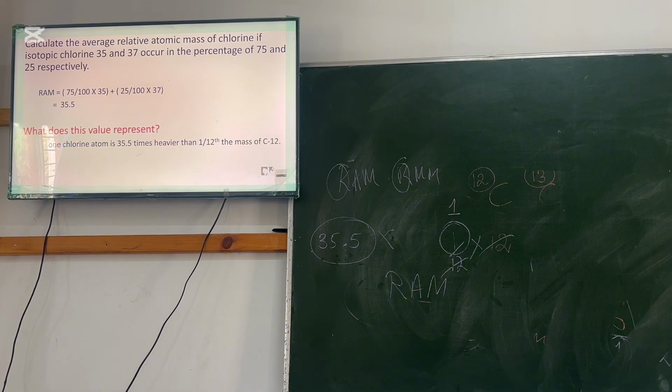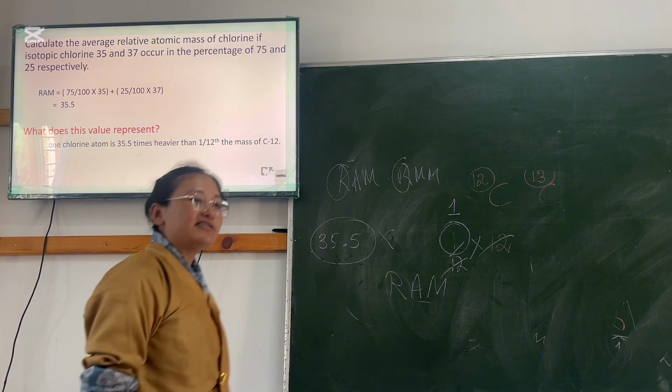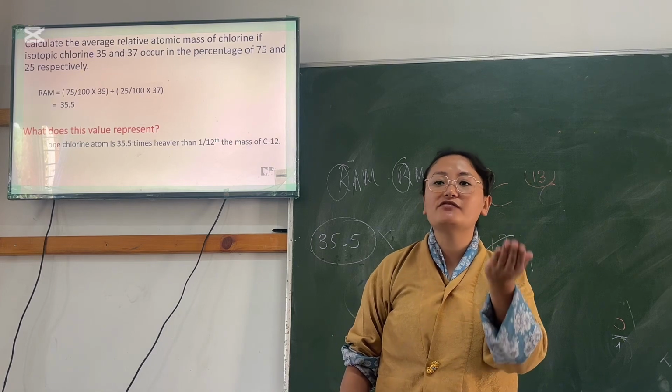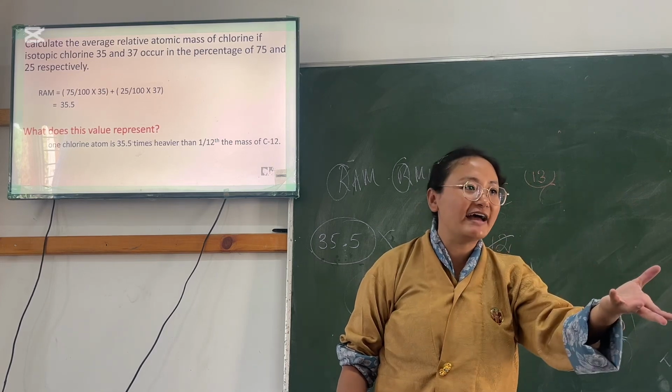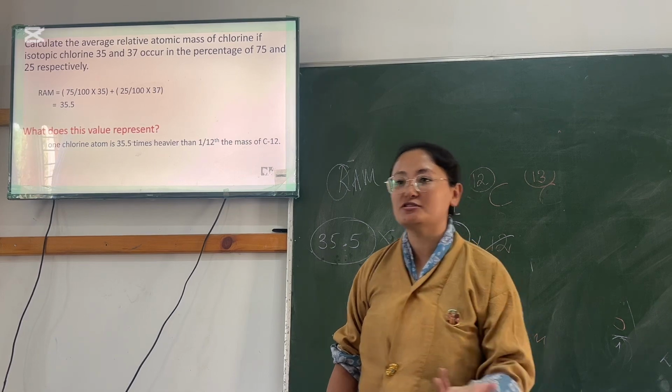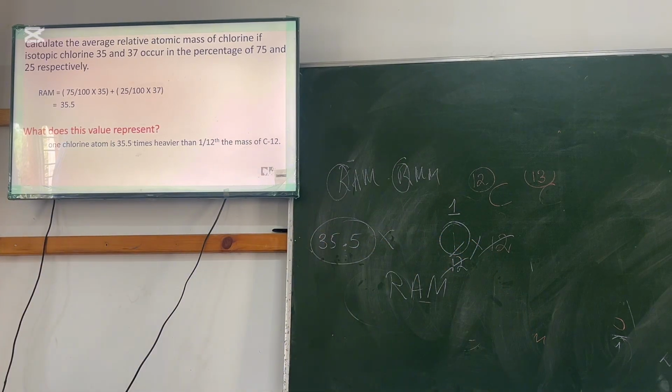Another example: one chlorine atom is 35.5 times heavier. If they ask you, the relative atomic mass of chlorine is 35.5, what does that value represent? They're just saying our chlorine atom is 35.5 times heavier than 1/12 the mass of carbon 12. How many times is it heavier?